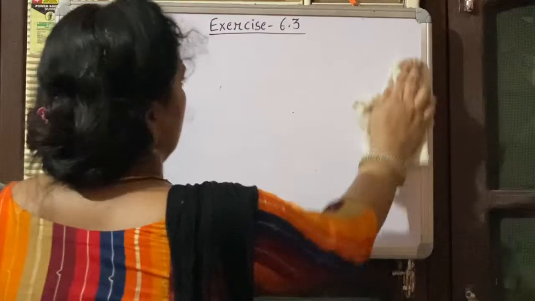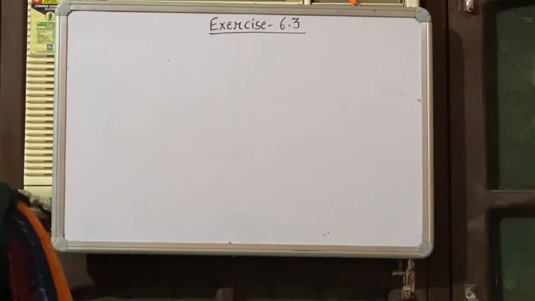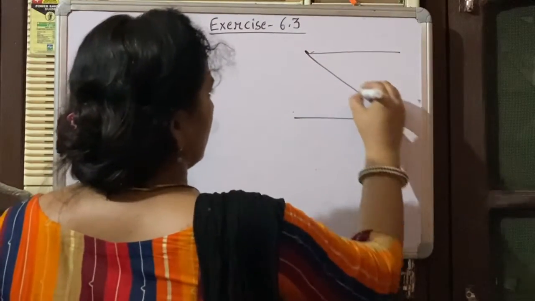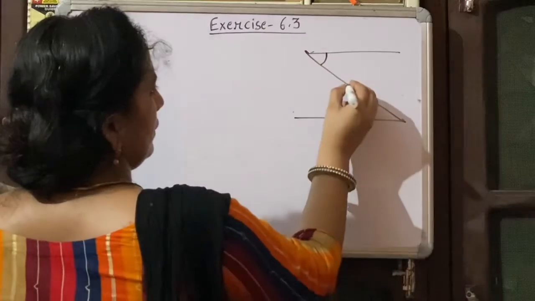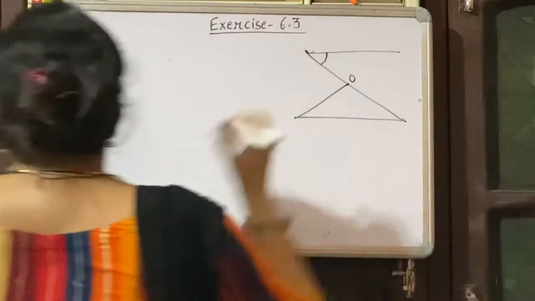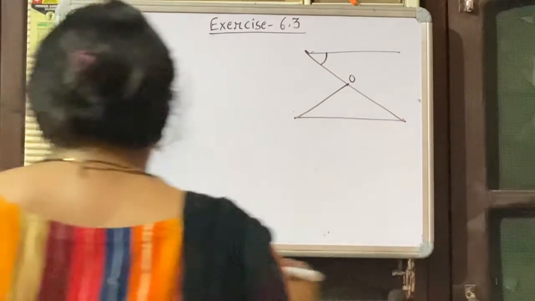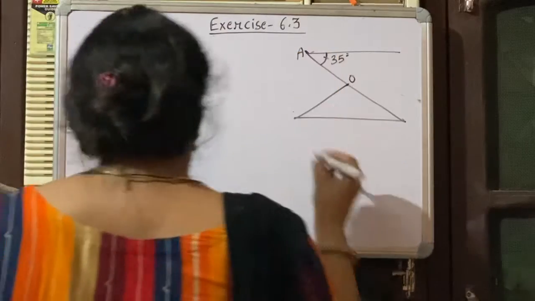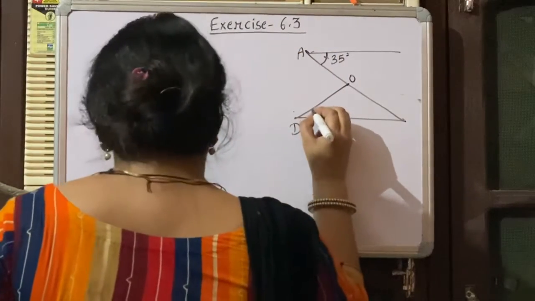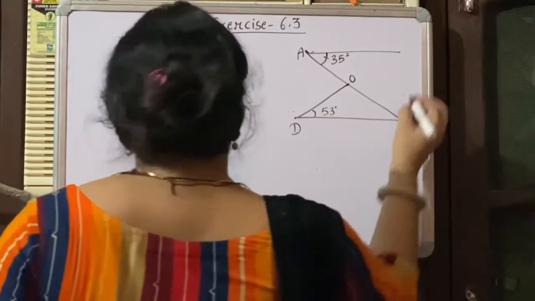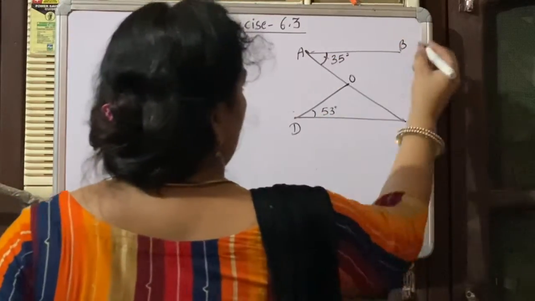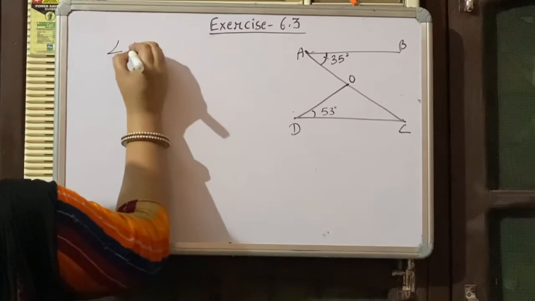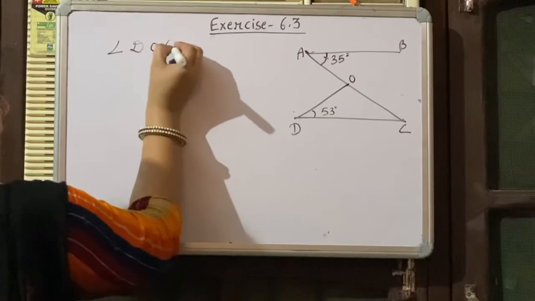Next is two parallel lines are given, two angles are given. Here is a triangle. Now value of this angle is, first is 35 degree. Here is A and this is equal to D. This is equal to 53 degree. And B, A, B, C, D and O. We have to find out value of angle DOC.